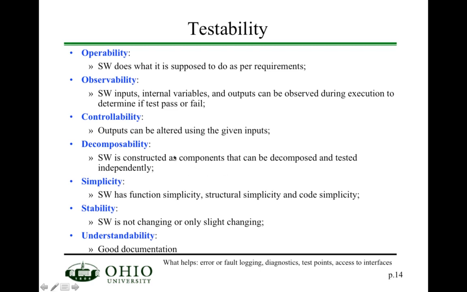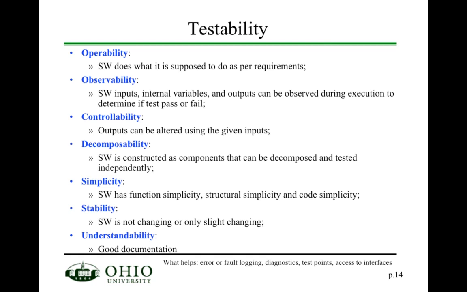If you have software that consists of a variety of components, we can take the components out of the bigger picture and test them independently, then combine the components together and perform integration testing. Simplicity: if the software has simple functionality, you also make sure that the structure and the code are pretty simple. It's pretty straightforward to look through the code, which makes it easier to do code walkthroughs and, especially for design, design reviews. Stability is always a good thing. Make sure that the software is not constantly changing, even slightly.